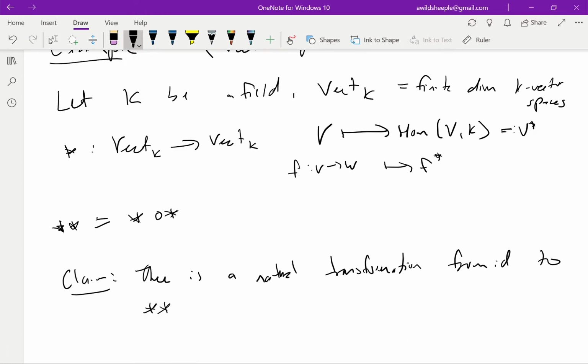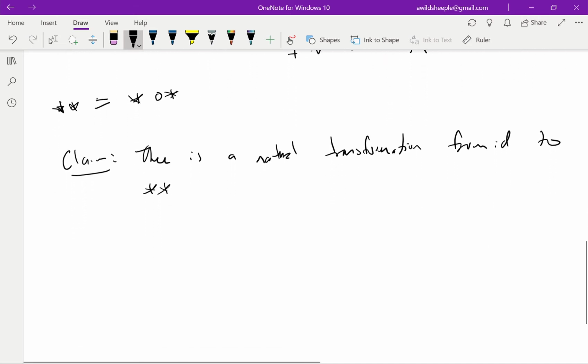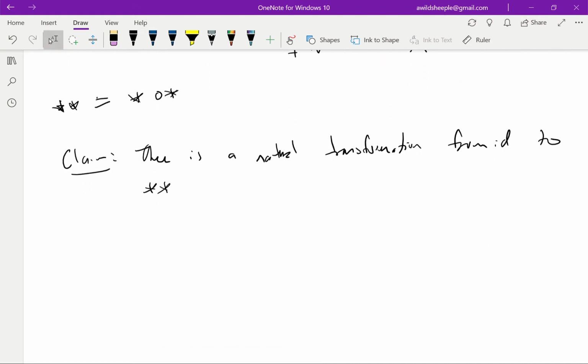And I realize my stars don't all look the same, but that's fine. So what does this look like? In order to define such a thing, we have to say how exactly the components work. So let's do that. We'll define theta v to be the map from v to v double dual, which takes a vector in v and sends it to v upper e. And this notation is for the so-called evaluation functional, or if you like, the evaluate at v map.